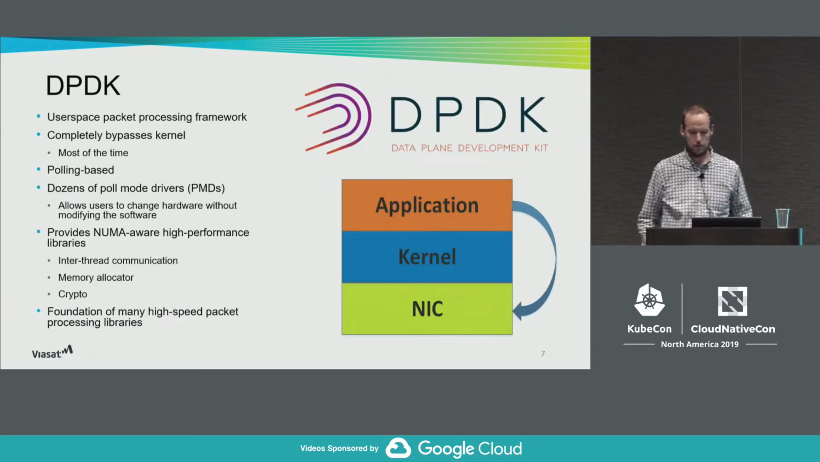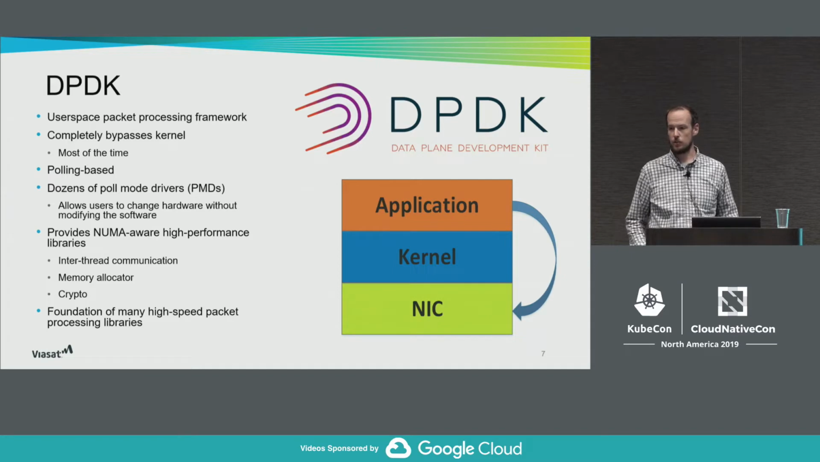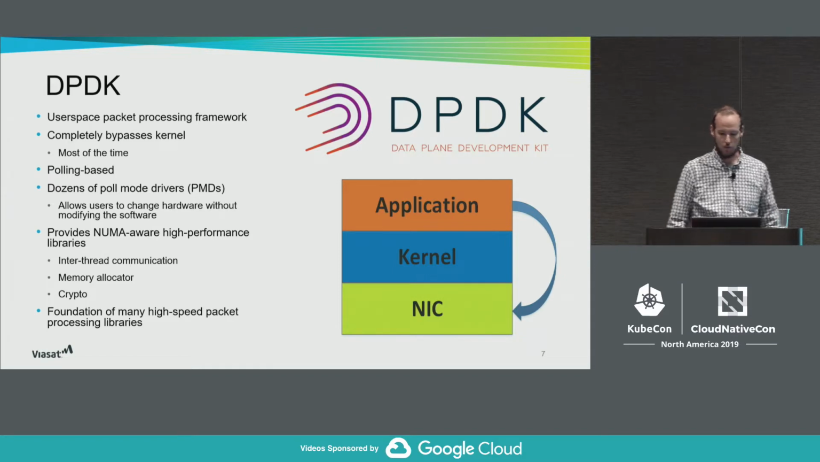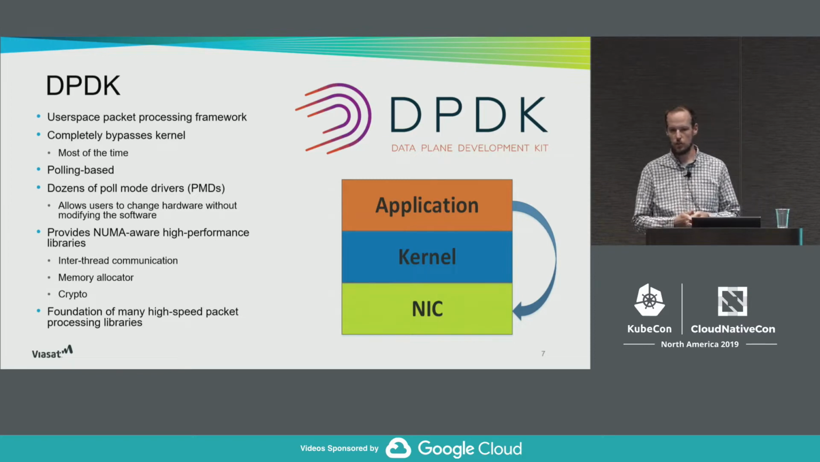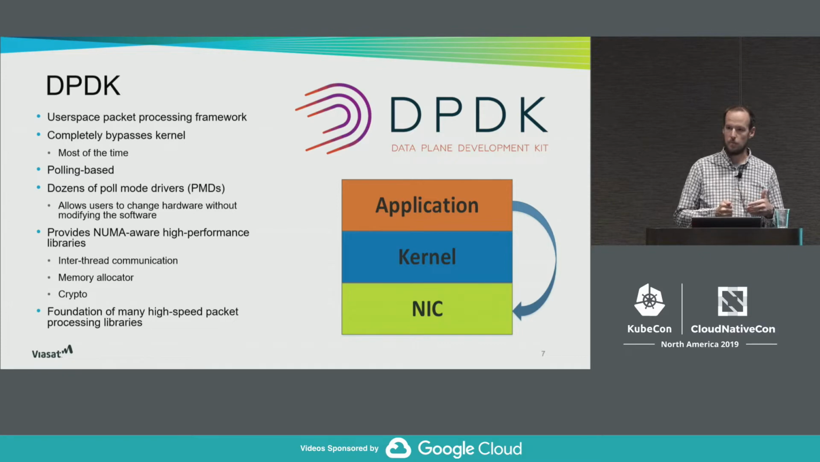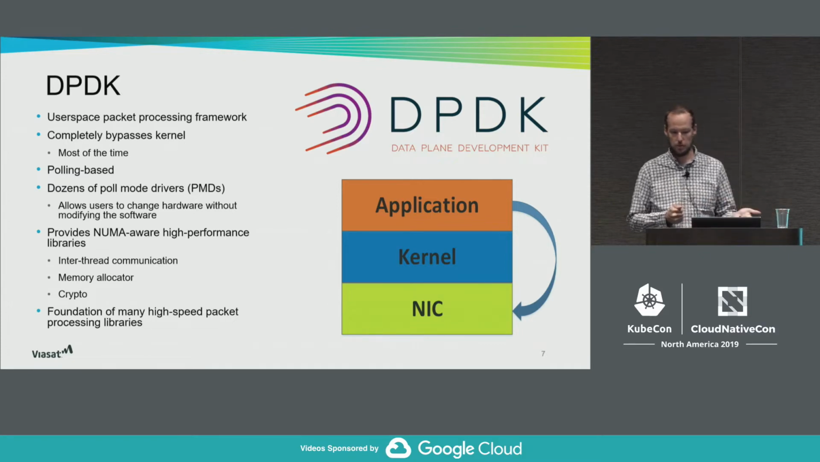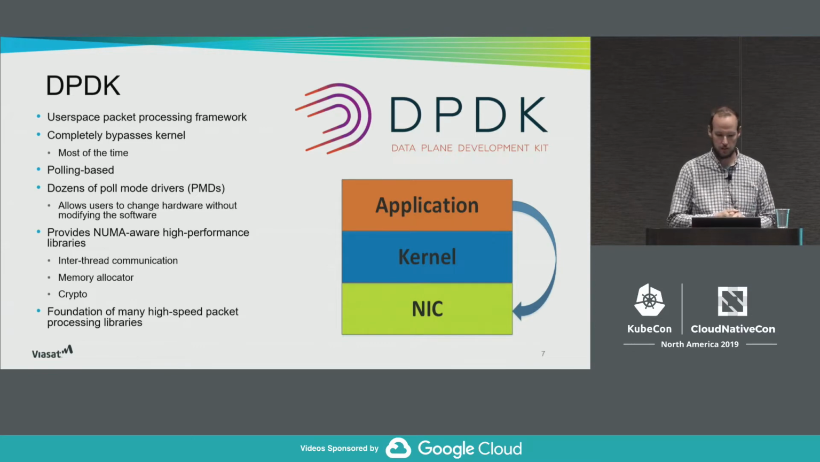So really briefly, DPDK, for those that don't know, is a user packet processing framework. One of the main features of it, and the reason why people use it, is it completely bypasses the kernel for efficiency. I wrote here "most of the time" because there are DPDK drivers that don't bypass the kernel, but it's much more common to use the ones that bypass the kernel. And you're giving up a lot by not going through the kernel, but the people who use DPDK typically don't need all the things that the kernel is doing to the packets.